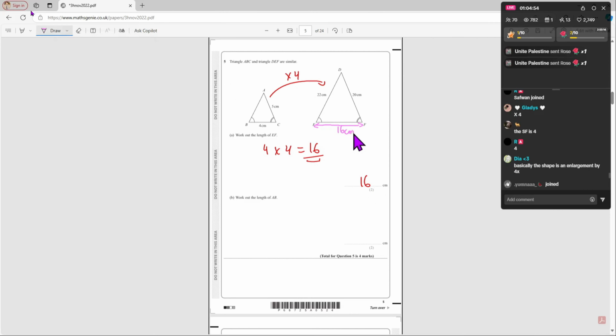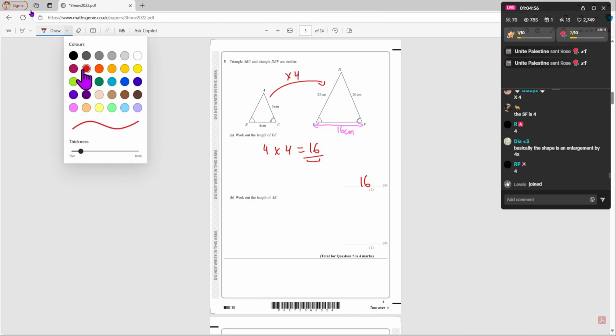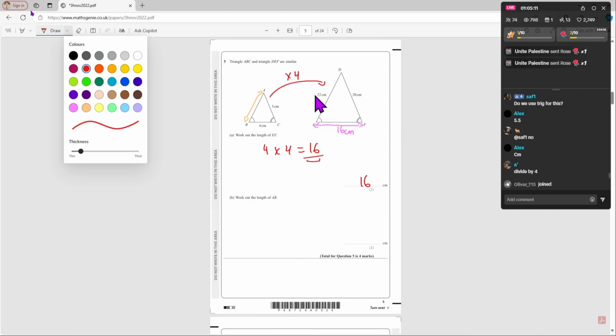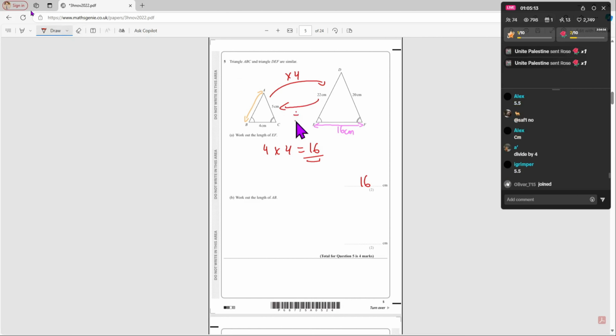16 centimeters. So now, part B is that we have to work out the length of AB. AB is this side over here. So what is it going to be? We know that we're multiplying by 4 this way. So we have to do the opposite when we're going the other way around. We have to divide by 4 when we're going this way. We're going to do 22 divided by 4, which will get you 5.5. 5.5 centimeters is going to be the answer.